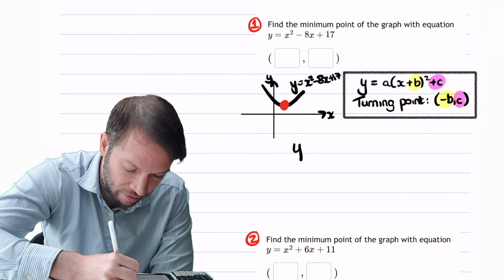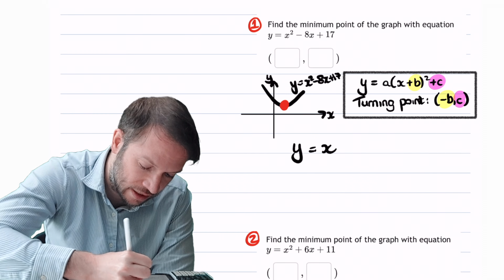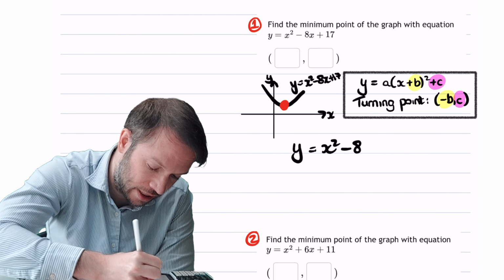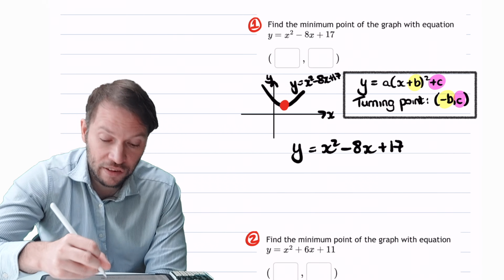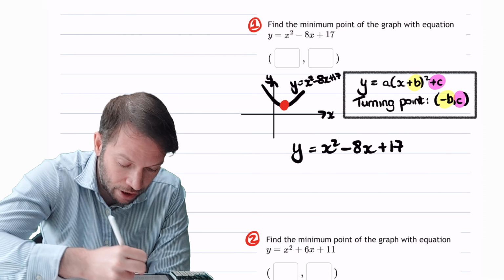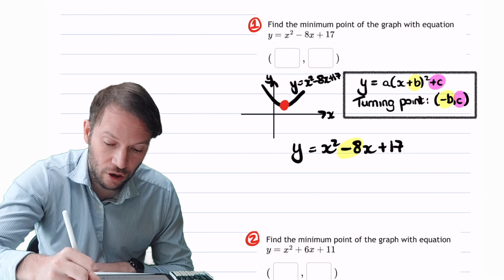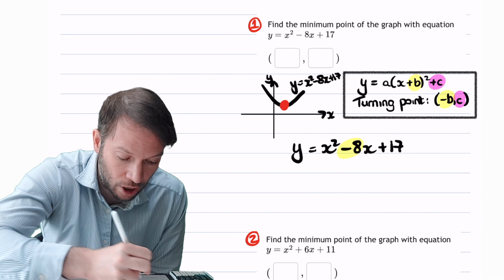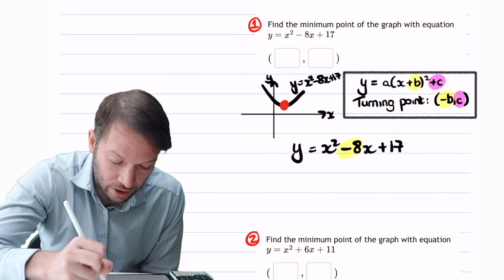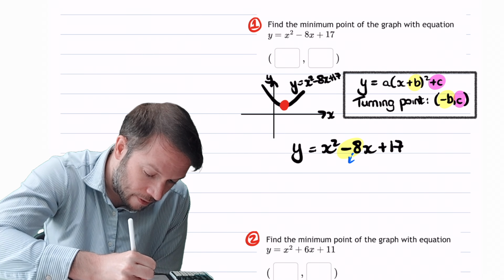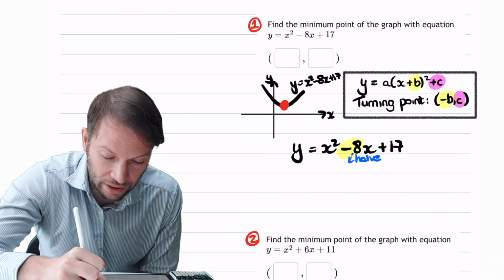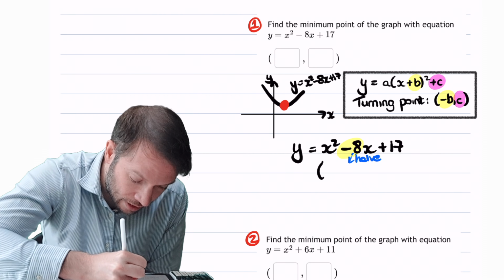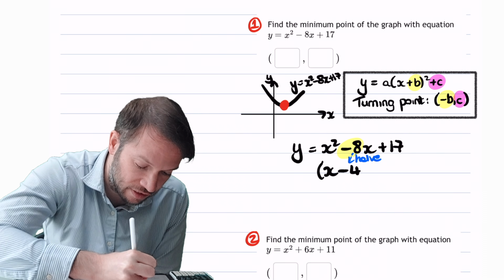Now, if we just copy out what we've got, y equals x squared minus 8x plus 17. Do you remember the first step? Whatever the number is in front of the x, the coefficient of the x term, you just halve that number. And that's the number that will go after the x in here. So if you halve the minus 8, it becomes minus 4. So you're going to get x minus 4, that half number, squared.